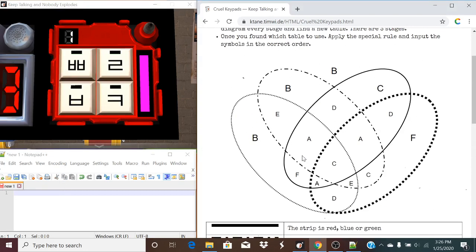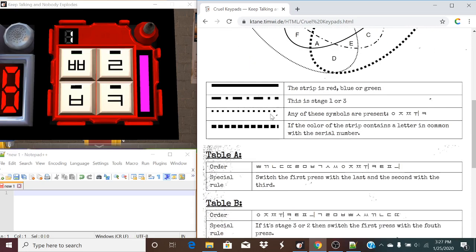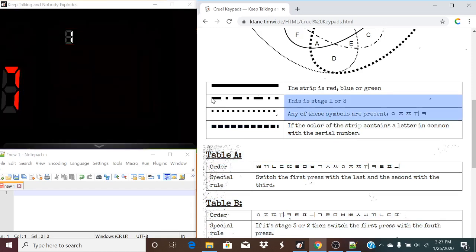So let's go back up to the Venn diagram and solve one more, as this is a rather quite simple module. The strip is red, blue, or green. No, this is magenta. Let's get this straight. This is magenta. Stages 1 or 3? Yep. Any of these symbols present, we have a backwards foxtrot. So this is true. And when the lights come back on, I will check the serial number for any of the letters in magenta.